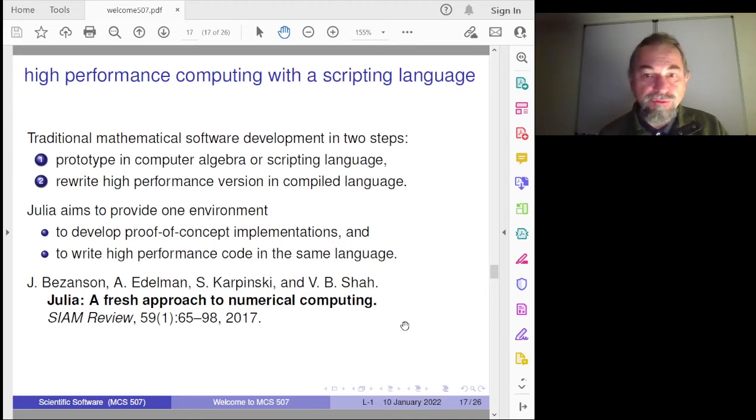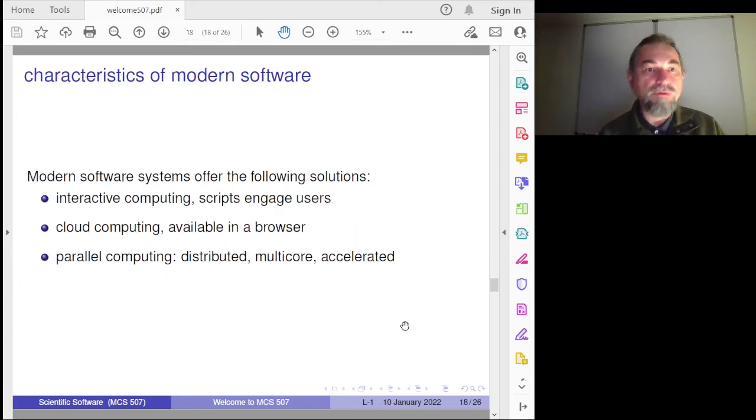Okay, so this is Julia in a nutshell. All right, so summarizing now, what is software? What is modern software? As a mathematician, I should actually have given a definition more formally. But what does it mean to be a software now?